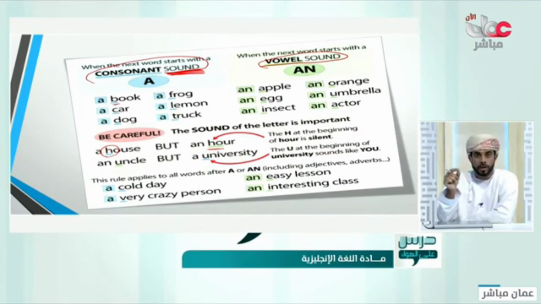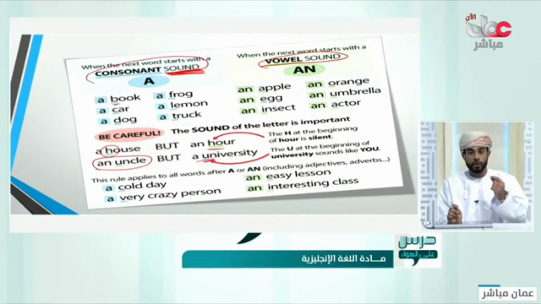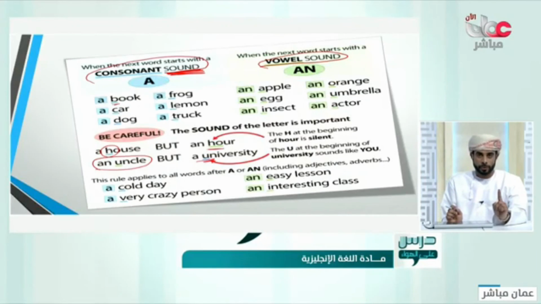The vowel may be pronounced like a consonant. You write it as a vowel, but you pronounce it as a consonant. Like in "university". You don't say "an university", no, "a university", because it sounds like "you". Not like "a" in "uncle". It's a vowel, but in "university" it sounds like "you". A university. So be careful with the sounds, okay?